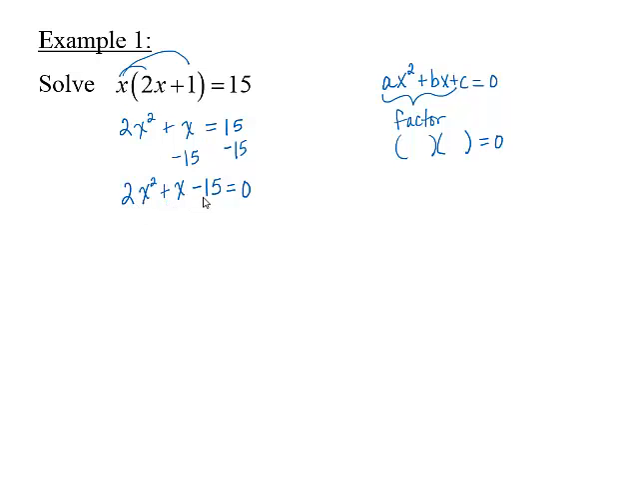We have a trinomial on the left that we need to factor. We can factor that by trial and error or the AC method. If I do the AC method, I'm looking at 2 times negative 15 is negative 30. And I need to find the factors of negative 30 whose sum is the middle coefficient, or 1.